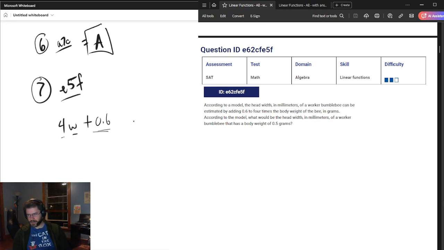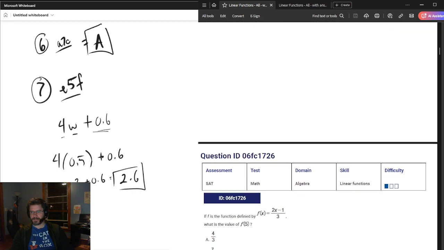According to the model, what would be the head width in millimeters? Look for any unit change shenanigans, so millimeters and millimeters, grams and grams. The worker bumblebee is 0.5 grams, so that's the weight. So we do 4 times 0.5 plus 0.6. 4 times 0.5 is, of course, 2. You can think of that as multiplying by half. Plus 0.6 is, of course, 2.6. And that's our answer there. There's no multiple choice. We just go with the number.